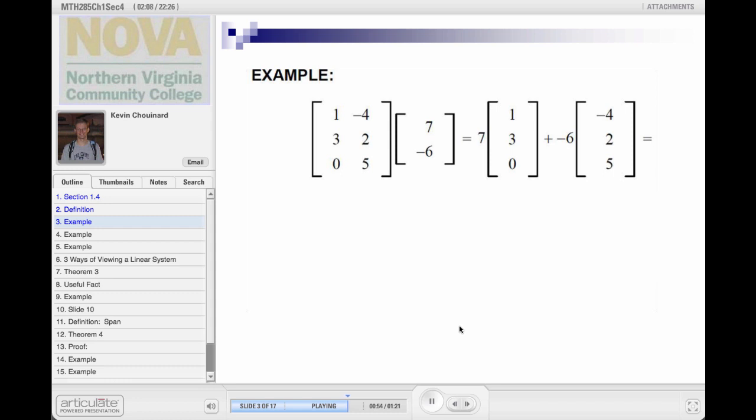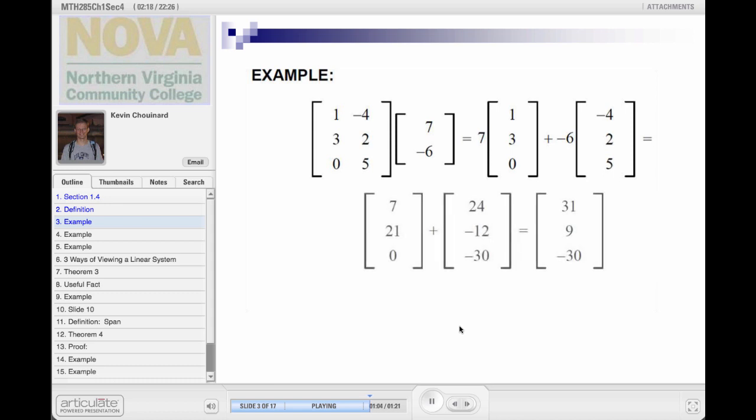Now, since we're dealing with just constants here and we don't have any variables, we can go ahead and actually perform this numeric multiplication. So let's multiply that out. The first linear combination is going to give us 7, 21, 0, and then the next scalar multiplication is going to give us 24, negative 12, and negative 30, and now we just add the corresponding entries, giving us 31, 9, and negative 30.